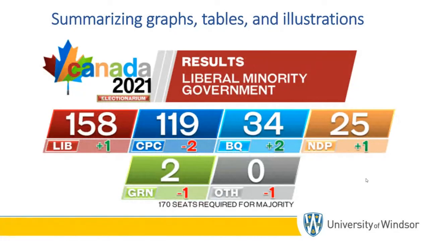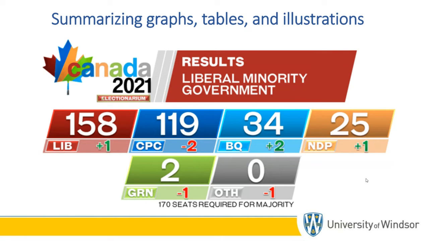The other thing is, when you're summarizing graphs or tables, any kind of illustration, this is going to be really difficult to do, and you have to be very careful about images that you select. So what does this image convey? Well, it's talking about the Canadian 2021 elections, but you gain that from the writing. So you have to read what is here in order for someone who's visually impaired to see that.